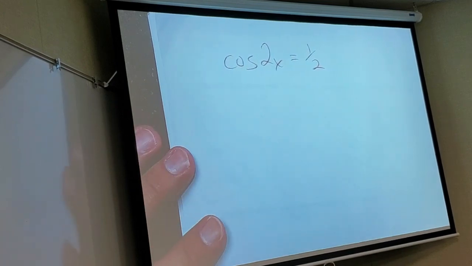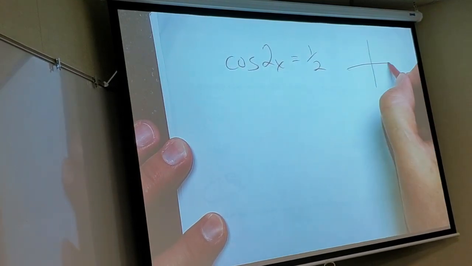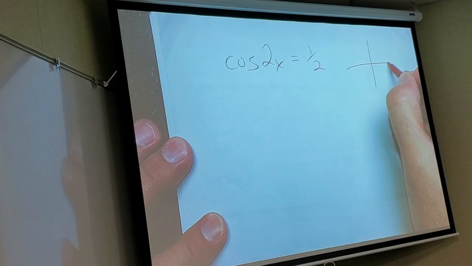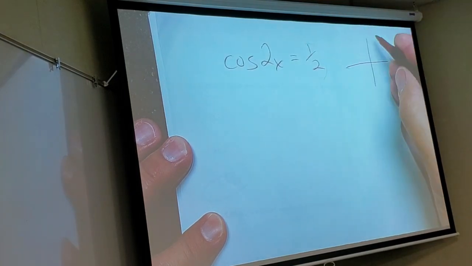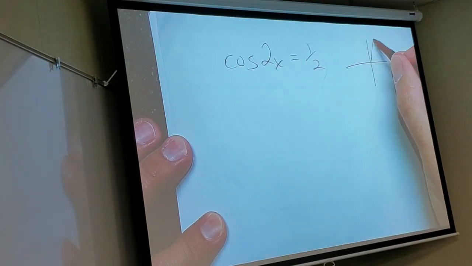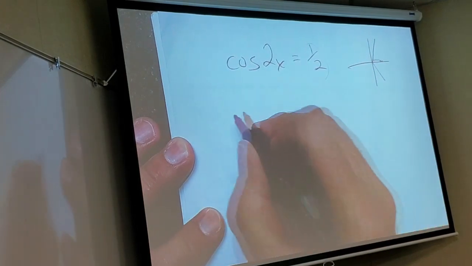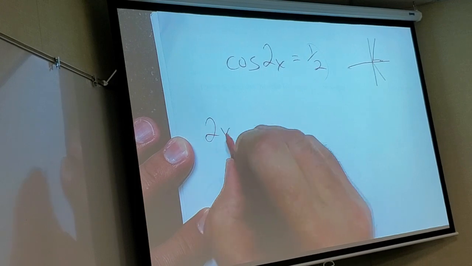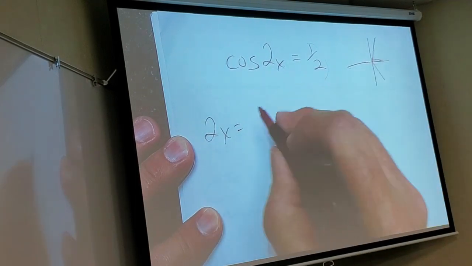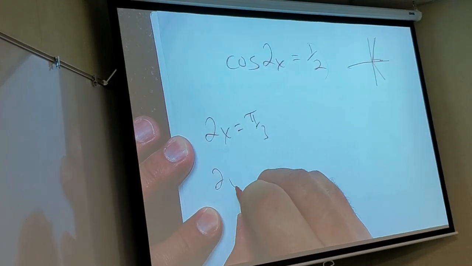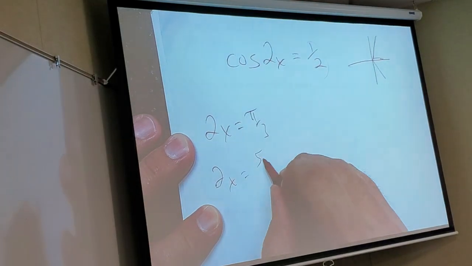You guys with me? So then, what quadrants are we in? First one definitely, because cosine's positive. What else? Fourth one, because that's also where cosine's positive. So what are my two base answers? Pi over 3. Yeah, 5 pi over 3.